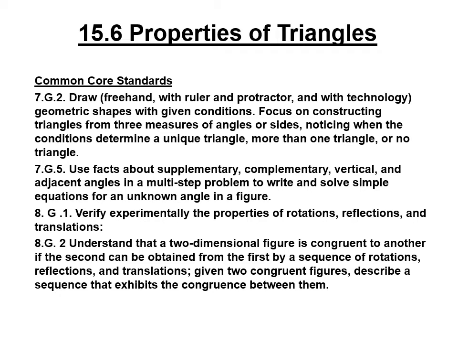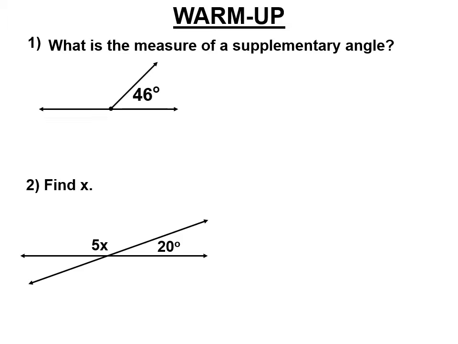So welcome to 15.6. We're going to go over some rules and properties of triangles. All right, so what is the measure of a supplementary angle? So we have an angle here that's 46. So this one is both supplementary and a linear pair, right? We're subtracting from 180 and I'm getting 134 degrees.